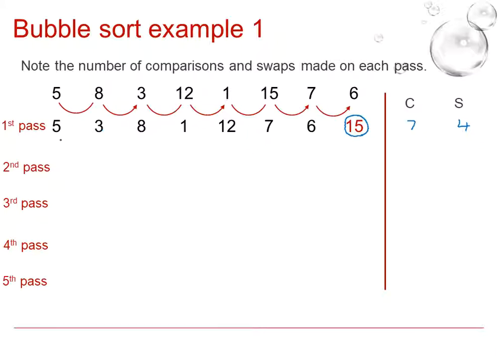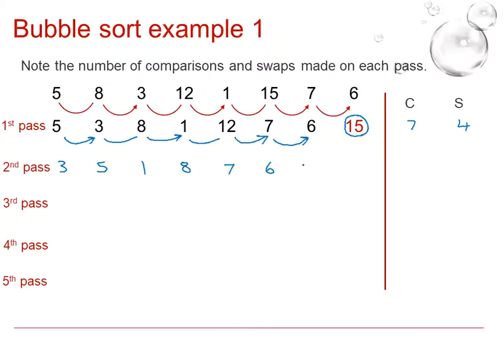Compare 5 with 3 and I would need to swap them. So that would put 3 there. So I've got 5 in this position. Compare 5 with 8. Would not need swapping, so 5 would stay in the second place. Compare 8 with 1, would need to be swapped. So that's 1, and this number here is 8. Compare 8 with 12. Comparing 8 with 12 doesn't need to be swapped. Compare 12 with 7. They would need to be swapped. So 12 is in this position now. Comparing 12 with 6, that would need to be swapped.